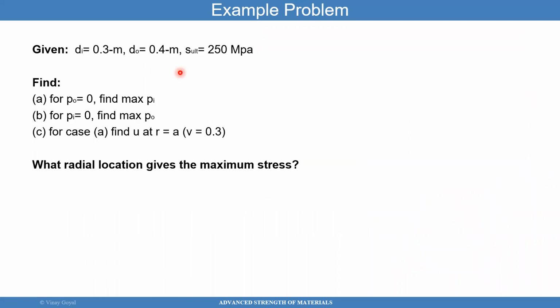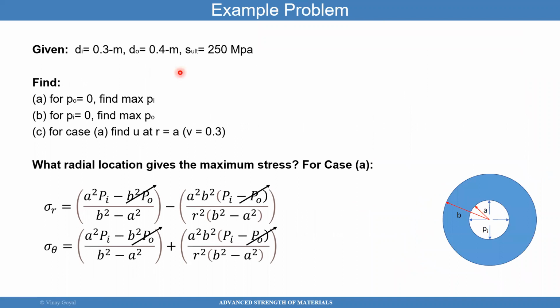So first, what I want to do for case A, which is the one I'm looking at, is ask what radial location gives you the maximum stress? That's the first question, because I don't know where in the cylinder the thing is going to fail. So I have to figure that out. I know the external pressure is 0 for case A. For case A, which is the first question I've been asked, P naught is 0.